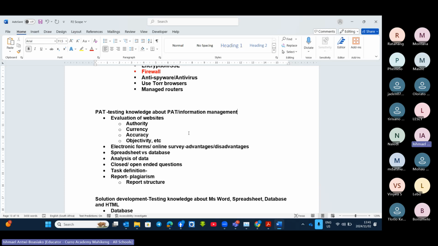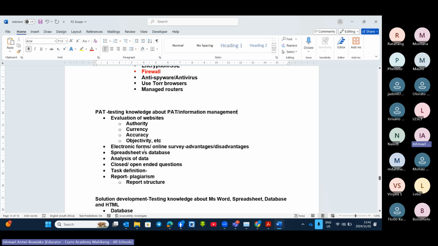Phase 1, you started with a task definition, which comprises stating the problem, why you are doing the investigation, how you are going to conduct the investigation, the method or the steps that you use to conduct the investigation, and then also searching for information from various sources of information and evaluating the website sources through the authority, currency, accuracy, and objectivity. So you must know all of that, they can ask you questions on that. Then you must know how to explain them as well.